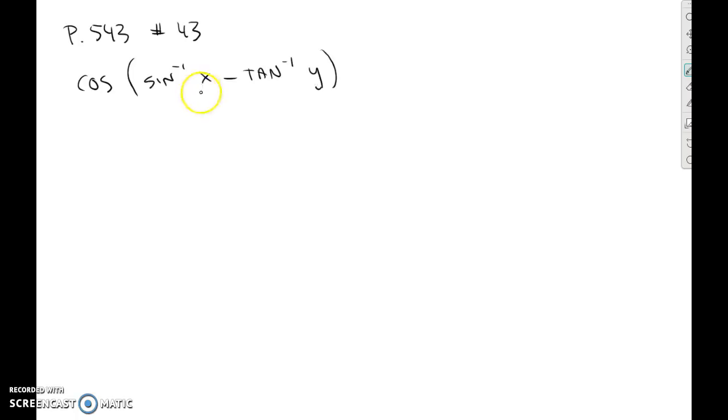So this is a ratio. X is a ratio, and when you take the inverse sine of x, it gives you an angle. So let's call that angle something. Let's say theta is the inverse sine of x over 1. Similarly, let's call this angle something else. We'll call that alpha or phi. Let's call it phi. That is the inverse tangent of y over 1. So this problem simplifies to the cosine of theta minus phi.